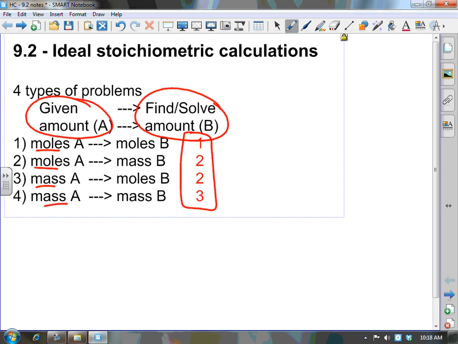A and B have nothing to do with reactants or products or left side of the reaction or right side of the reaction. A is simply the chemical they tell you, whatever it is. And B is the chemical they want you to find, whatever it is. Does not matter where it's written.